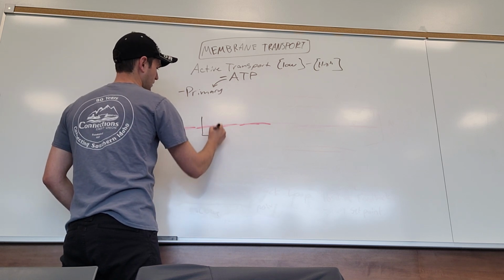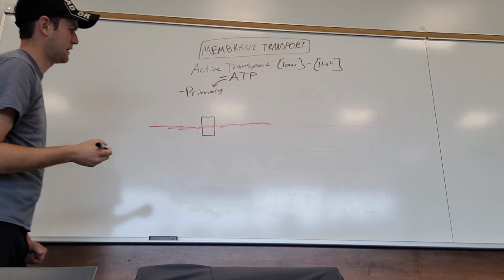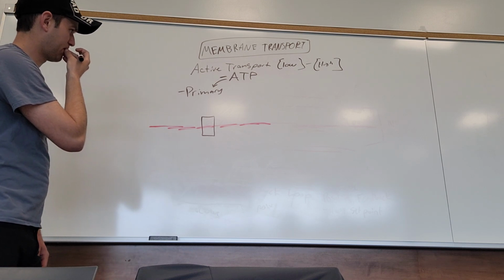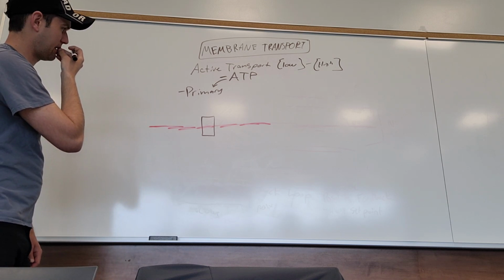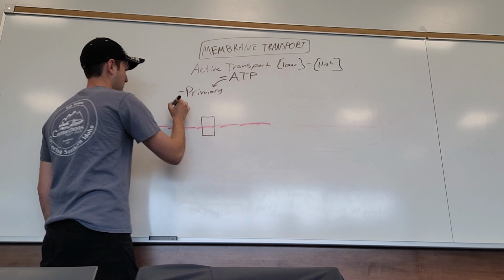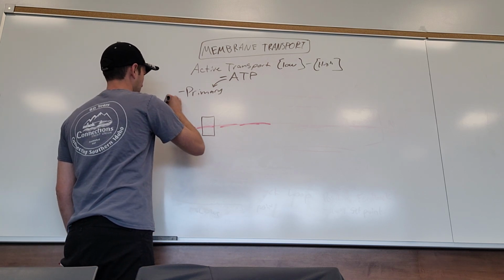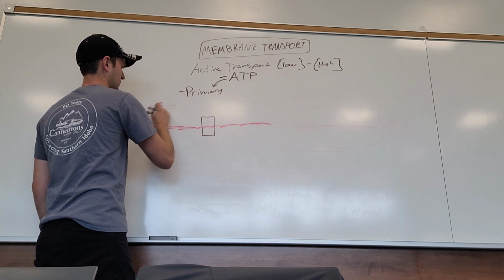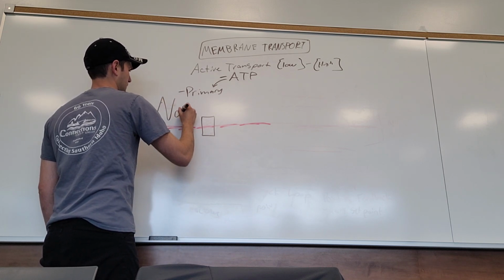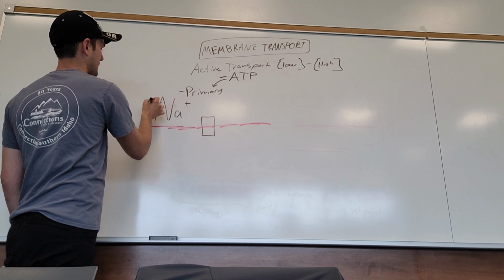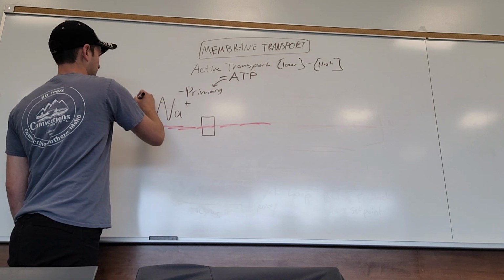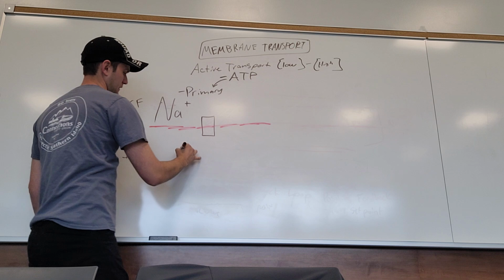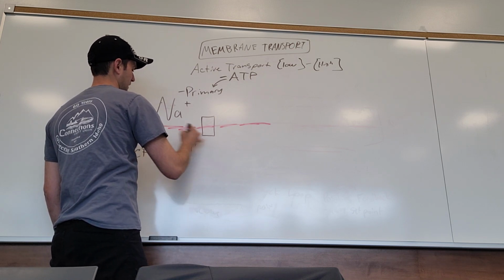This is some sort of, we'll call it a pump. So I have our pump here. Let's use a specific ion, sodium. So sodium is going to be high outside. We'll just do this. So we're going to write a big sodium, indicating that you have a higher concentration outside the cell. And then just a little sodium inside the cell, okay?